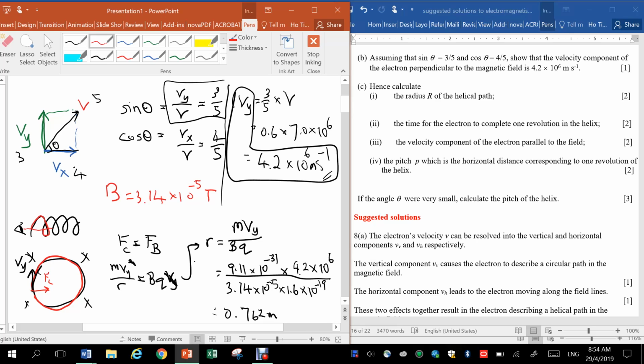How do I find the time? There are actually a number of ways that you can do it. Given the velocity and given the radius, you can find the circumference, and given the velocity, you can find the time.